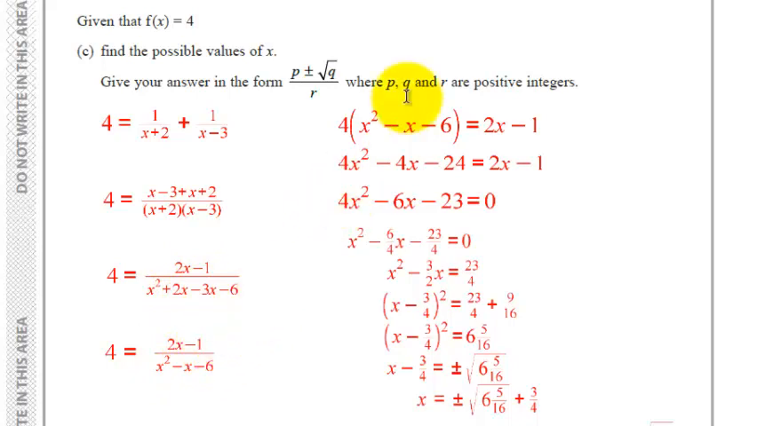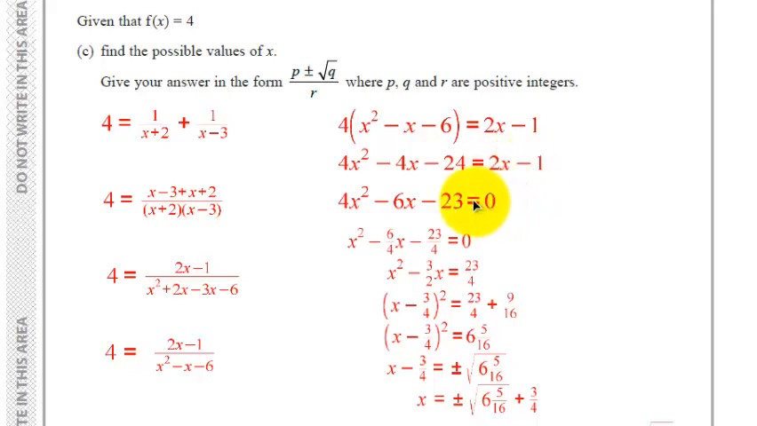Don't forget I'm trying to solve this for x, so I'm going to multiply both sides by x squared minus x minus 6 to get rid of the fraction. Multiply the 4 through, and you can see I get 4x squared minus 4x minus 24 equals 2x minus 1. Because it's a quadratic equation, I'm going to set it equal to 0, so I've subtracted 2x and added 1.